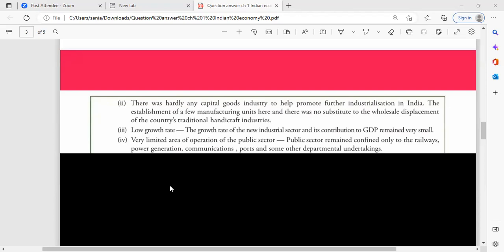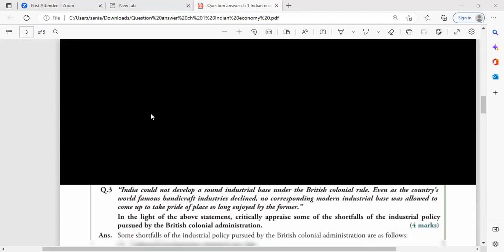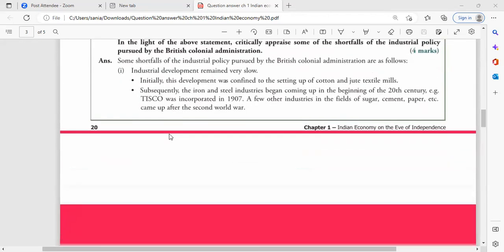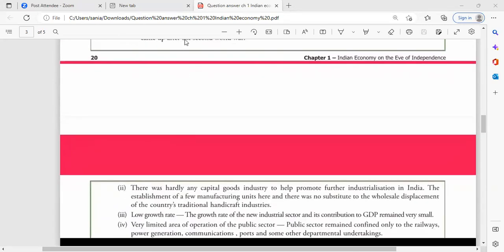My screen is black. Is it actually black or is my phone... Okay, can you see? There are like 4 points right now. Yes, it's in continuation. First point was over here, right? And yeah, next points are here. Yeah, the black one, I thought it was a glitch.